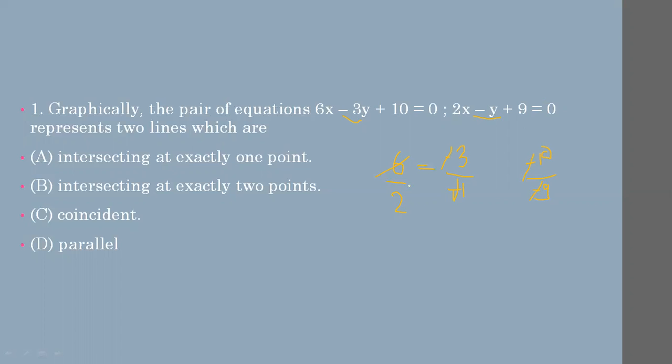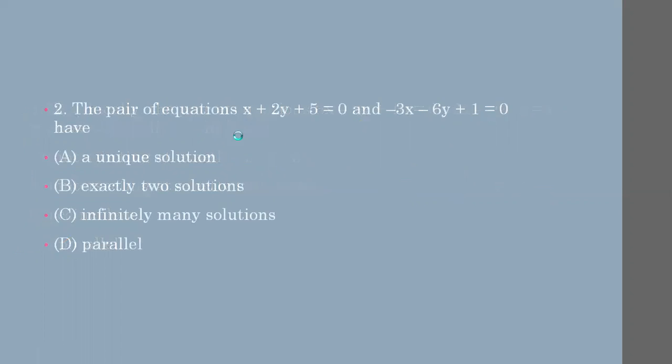So we see that a1 by a2 equal to b1 by b2, but it is not equal to c1 by c2. So हमने अभी देखा था ऐसी लाइंस को हम पैरेलल कहते हैं. So the correct option is option D. Next question. These are many similar questions only. So in this way, it is the same.